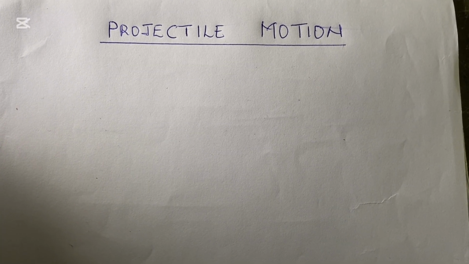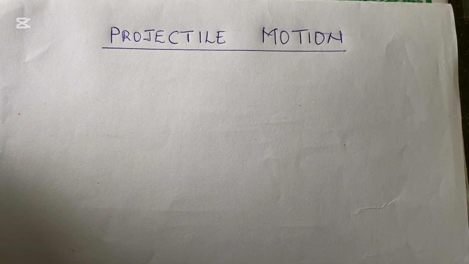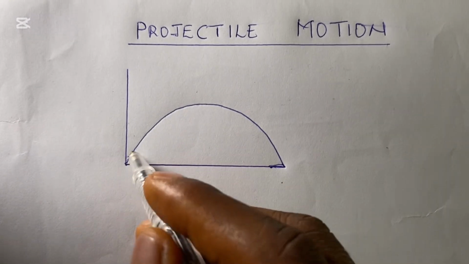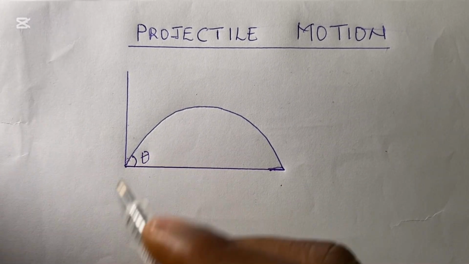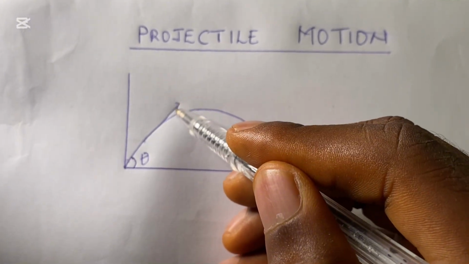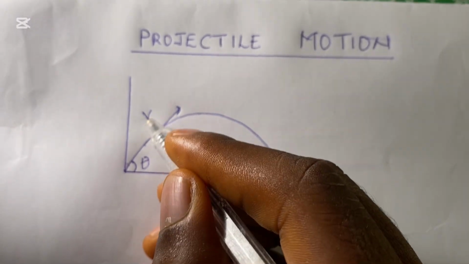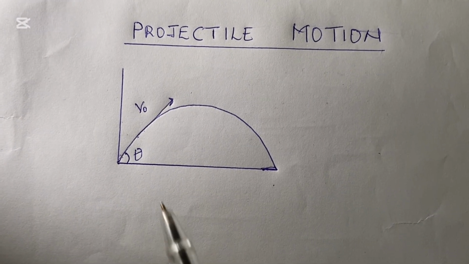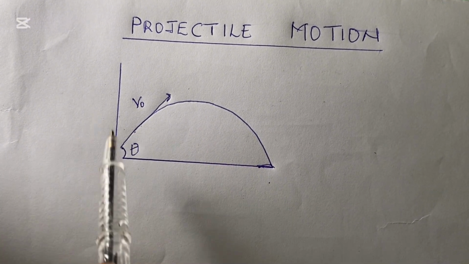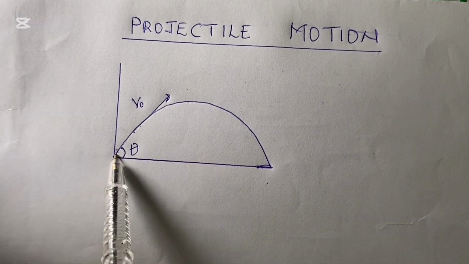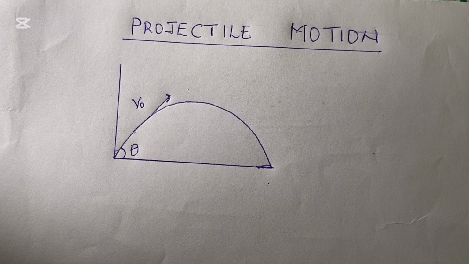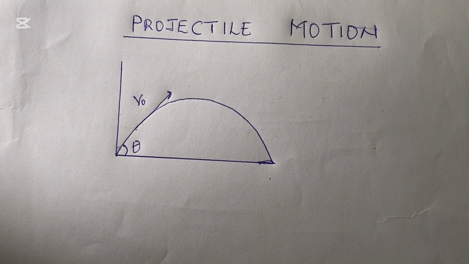Assuming you have a ball projected at an angle, let's try to draw it. Assuming you have a ball projected like this at a particular angle, let's call the angle theta. Now this ball leaves with an initial velocity, let's call it v0. If this ball travels from here to this point, in the y direction there's a movement from here to here, and there's also a movement in the x direction. So projectile motion is motion in two directions. You'll be considering both the y-axis and the x-axis.